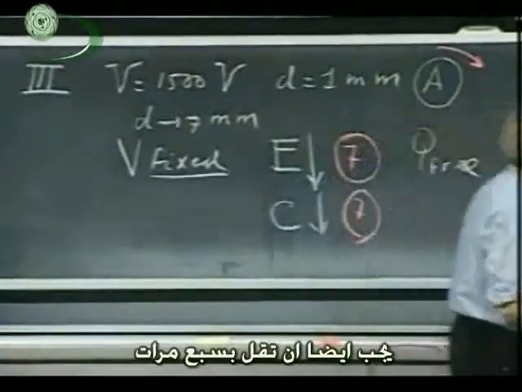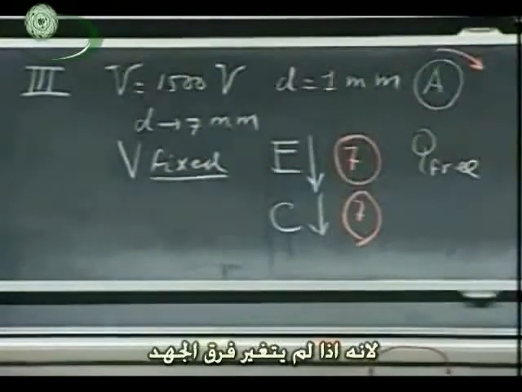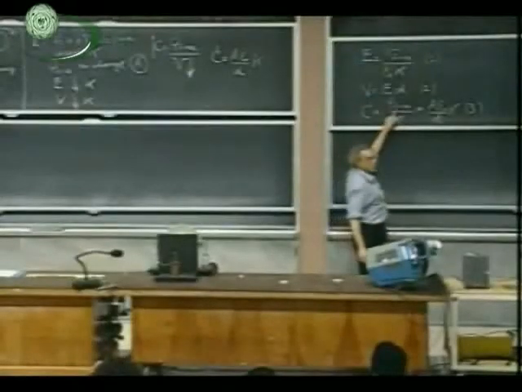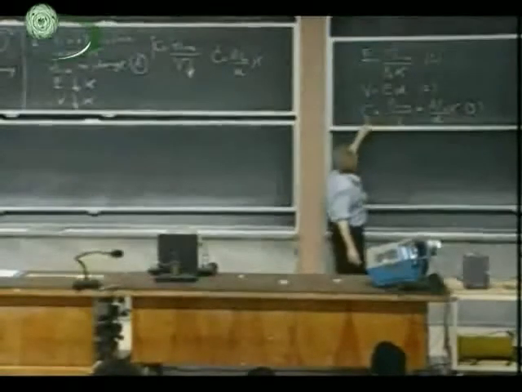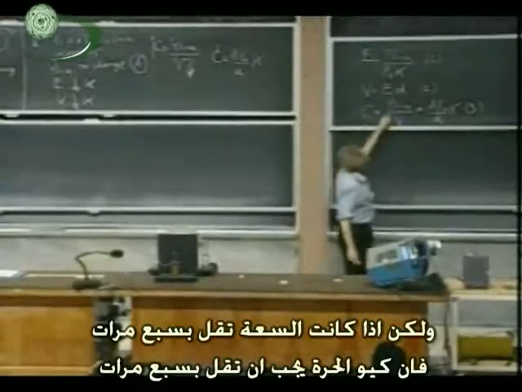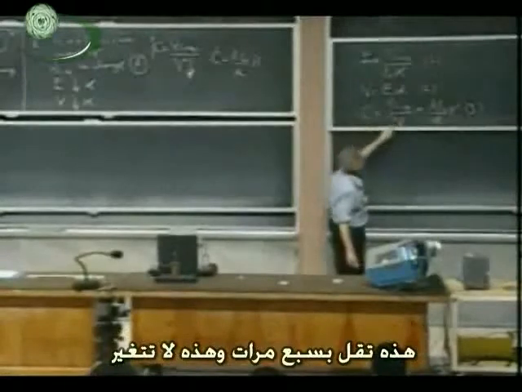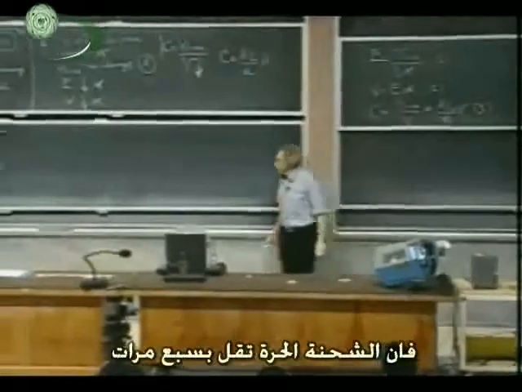And so Q3 must now also go down by a factor of 7, because if the potential difference doesn't change, but C goes down by a factor of 7, Q3 must go down by a factor of 7. This goes down by a factor of 7, this doesn't change. So the free charge goes down by a factor of 7.